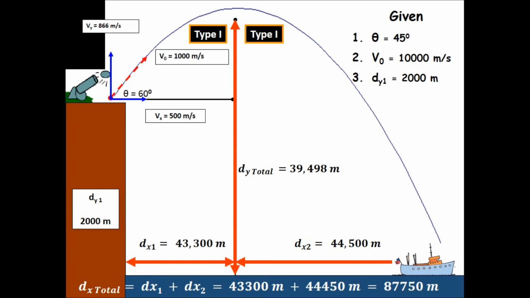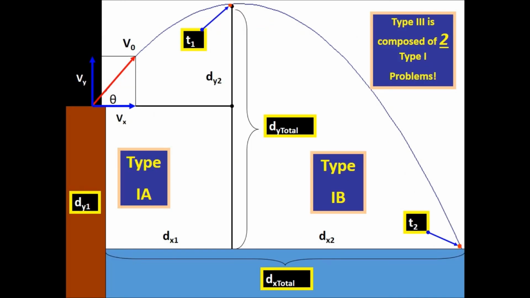87,750 will be the total. Next, we're going to review all the equations we used to solve this problem. So to review what we did, I want to go back and look at a slide that we have already finished. And that is that you have V naught and the angle.